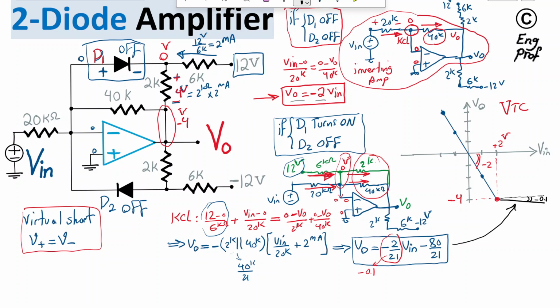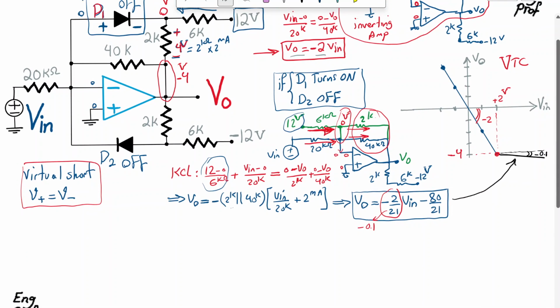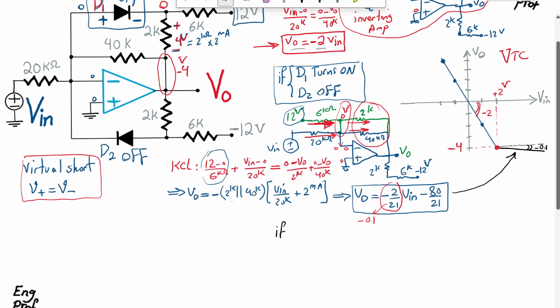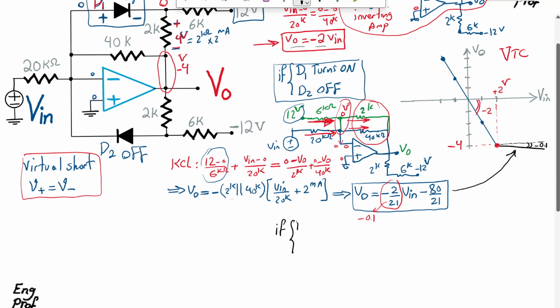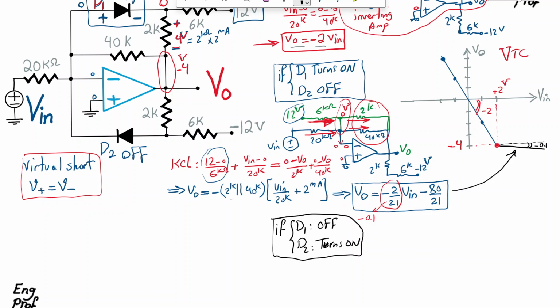The last point that we need to talk about is when the diode D2 is on and D1 is off. So I'm going to write it right here. What scenario am I talking about? The scenario that D1 is now off and D2 is now the one that turns on. So how is this working? Let's focus on the circuit.